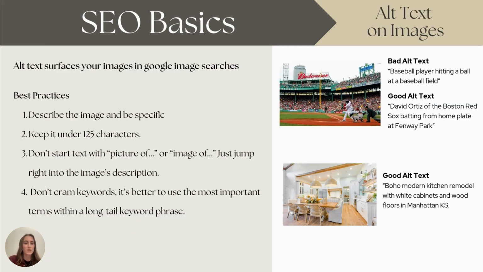Next, going into alternate text on images, some of the best practices is to describe the image and be specific, to keep it under 125 characters, to not start with picture of or image of, just jump into the description. And 3, again, don't cram keywords. It's better to use important keywords and make it more of a phrase. Again, I have a bad example and a good example on the right.